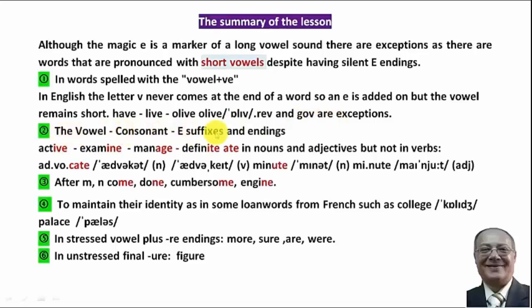The vowel consonant E suffixes and endings: active, examine, manage, definite. ATE in nouns and adjectives, but not in verbs: advocate, advocate. Minute as a noun, minute as an adjective. After in or in: come, done, cumbersome, engine. To maintain their identity, as in some long words from French, such as college, palace. In stressed vowel plus RE endings: more, sure, are, were. In unstressed final UR: figure.